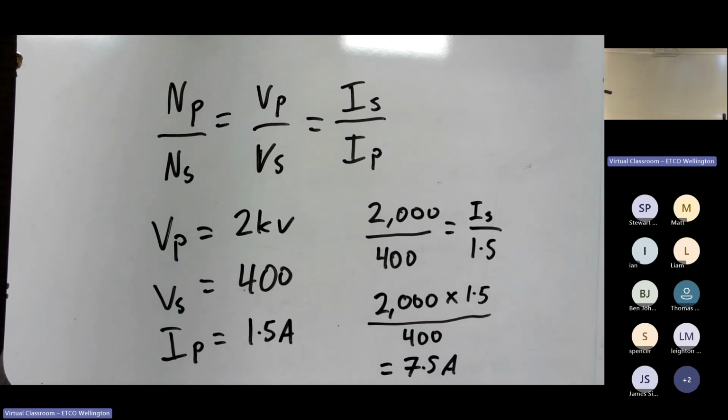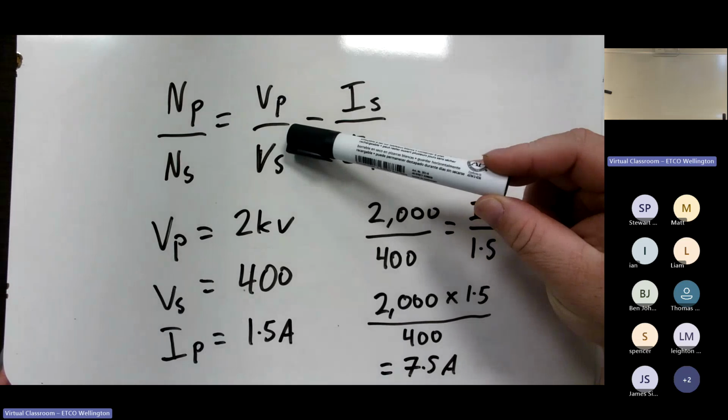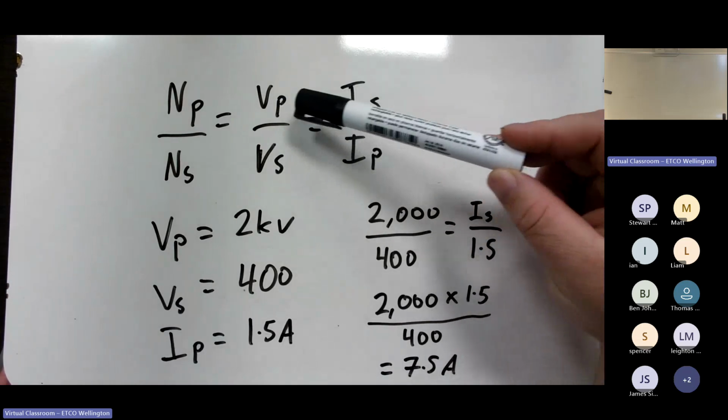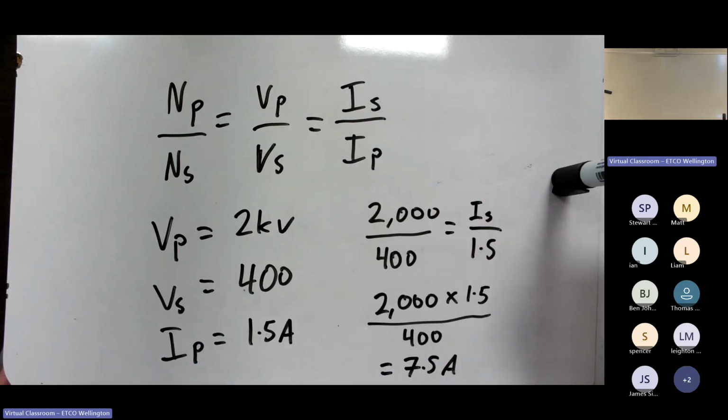Does that make sense to everyone? Basically all we've got to remember is that with this formula, current and voltage are inversely proportional, because the more current you pull on a transformer, the more the voltage dips. So whenever we're working out stuff like this, we need to remember that.